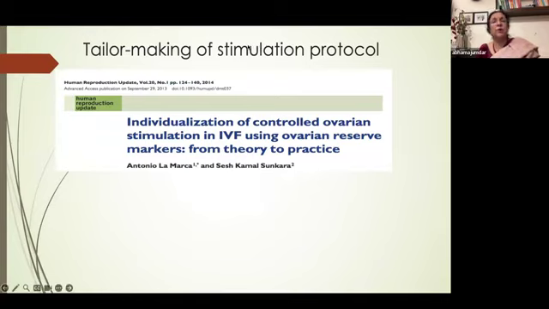So next is, I can't read the first line, I'm sorry, because there is a big meeting being recorded, printed right over there, but decision making in stimulation protocols.